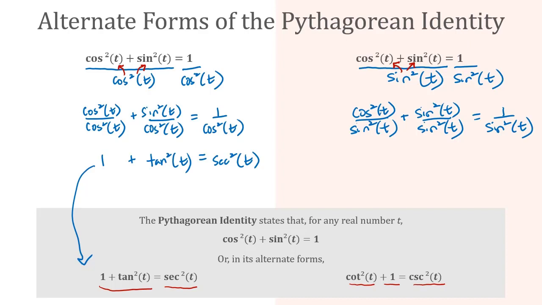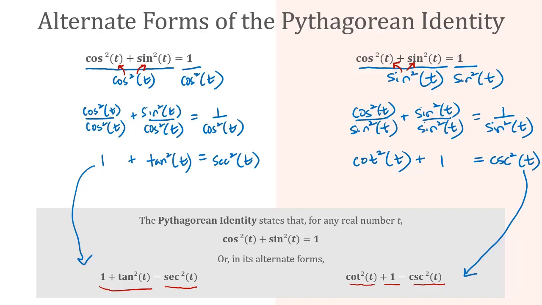So cosine over sine of an angle is cotangent. So this becomes cotangent squared t plus sine of an angle divided by sine of an angle is 1. And finally, 1 over the sine of t, that is the reciprocal function cosecant. So this becomes cosecant squared t. And that is the same as the second alternate form.